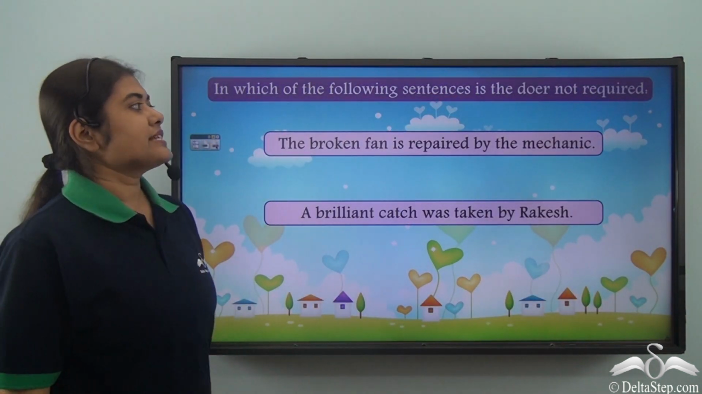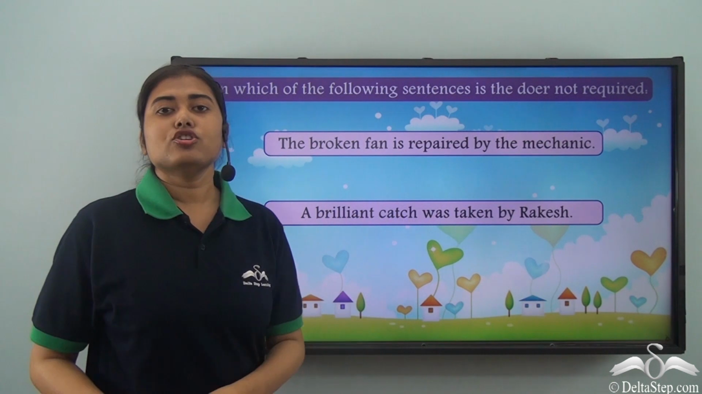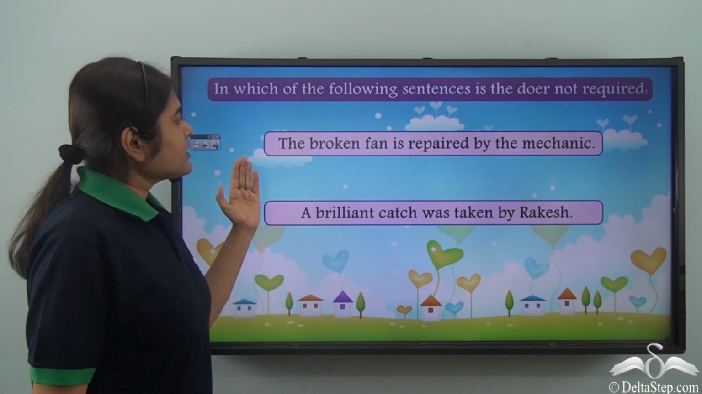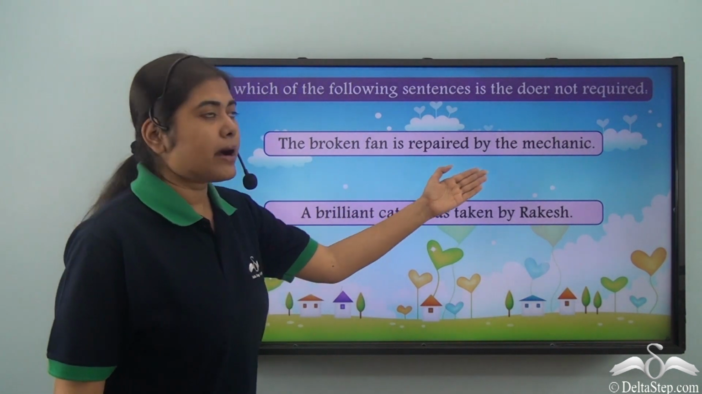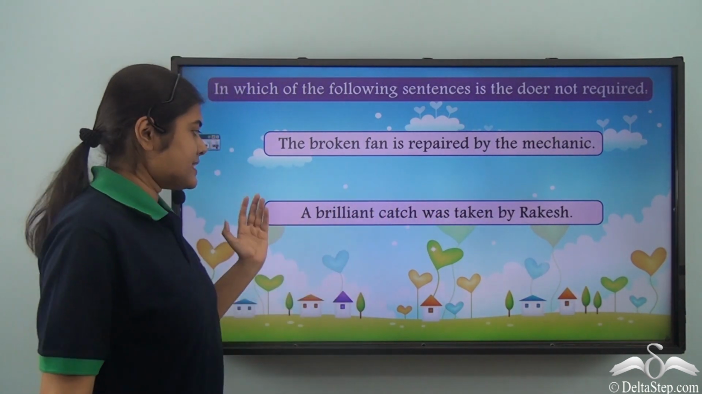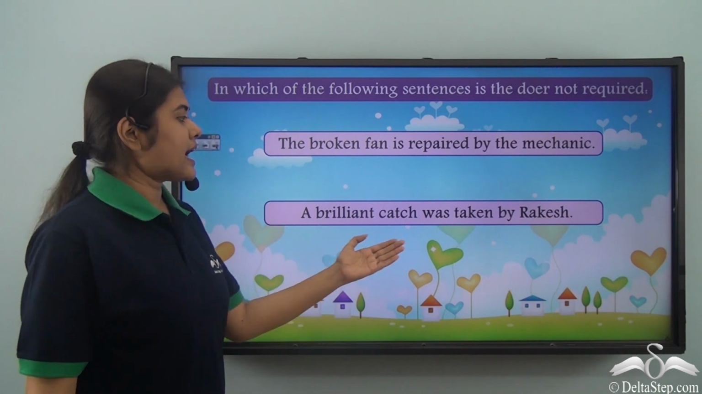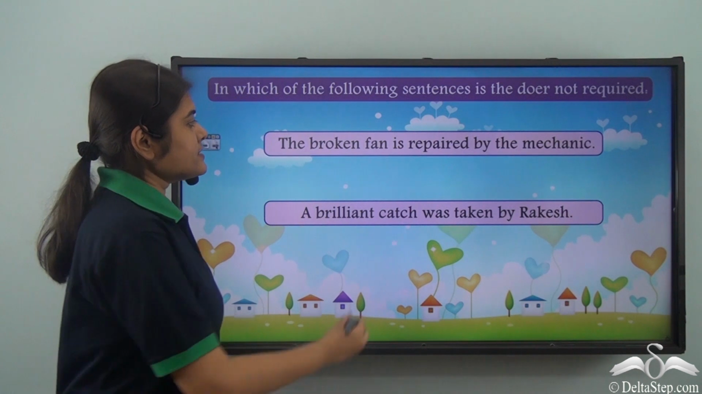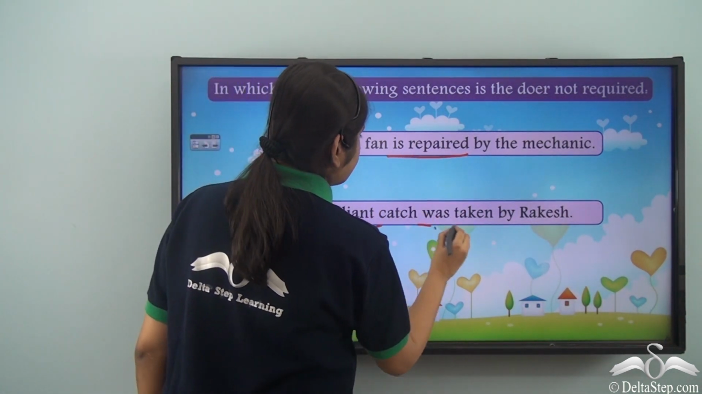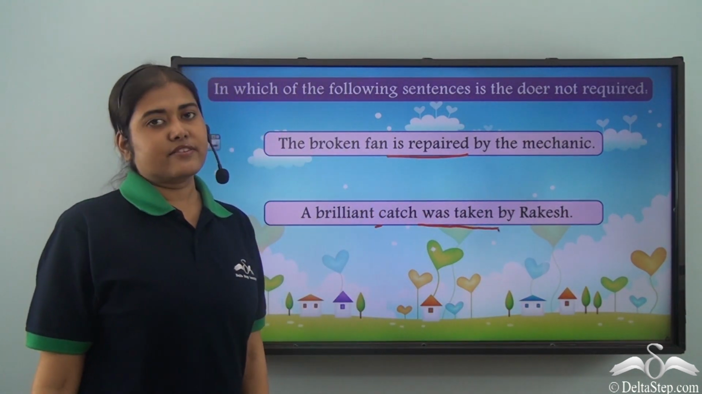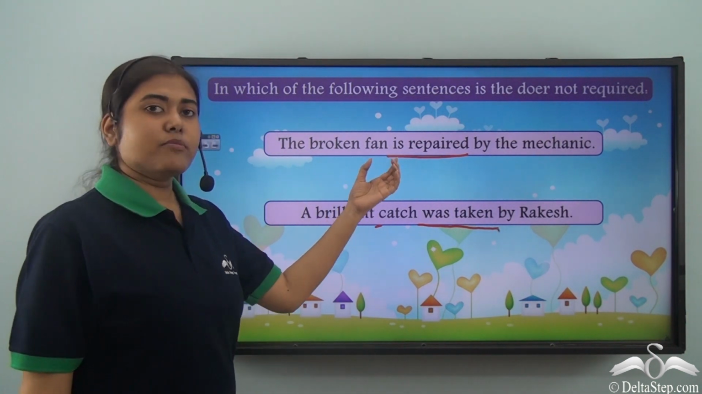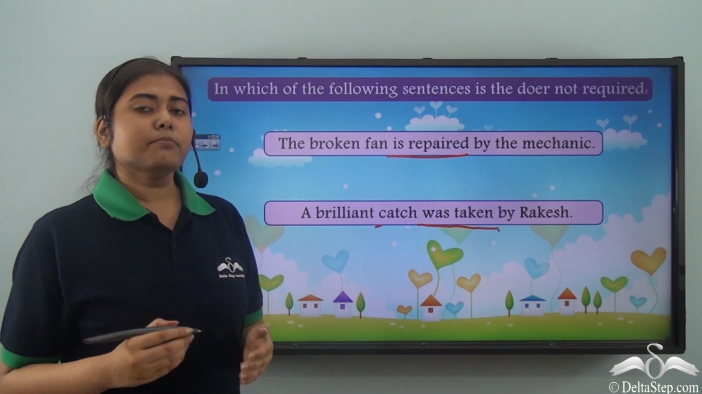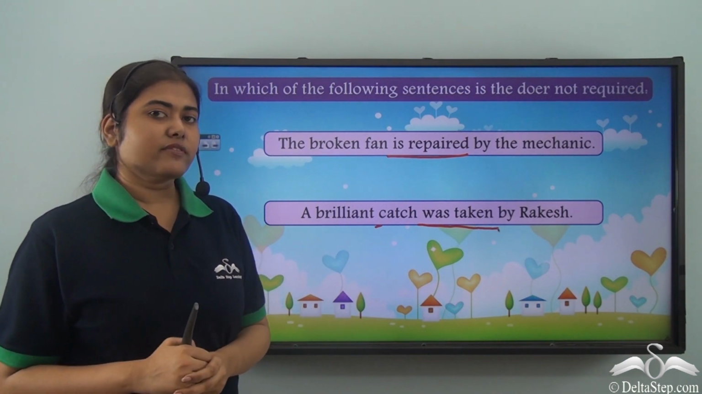In which of the following sentences is the doer not required? So given are two sentences: the broken fan is repaired by the mechanic. And the second sentence is, a brilliant cat was taken by Rakesh. Now both these sentences we see are in the passive voice. The verb form is repaired and was taken follow that be plus past participle form of the verb.